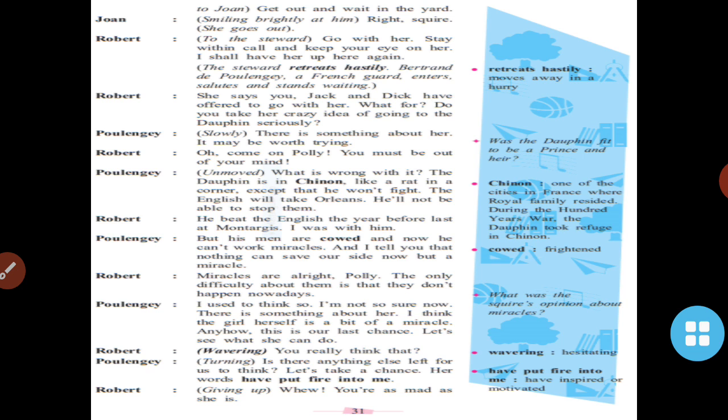Now, anyhow, this is our last chance. Let's see what she can do. Means Polanyi is also convincing Robert to let her do whatever she wants. Let's give her one chance and see, because we have hope only now. Robert is saying, you really think that? Means again Robert is saying, just think about whether the girl is okay or not. Now Polanyi is saying, is there anything else left for us to think? Let's take the chance. Her words have put fire into me.